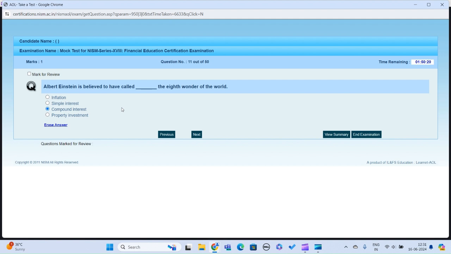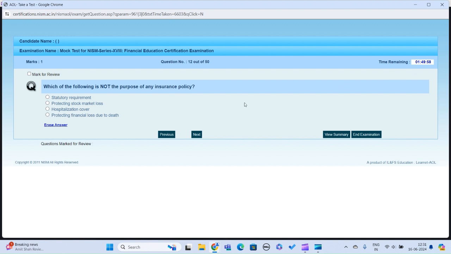Because of the compounding interest principle, in the accumulation of a corpus towards retirement, if you don't take the money out, it gets interest, and accumulation of interest happens. That is considered the eighth wonder of the world by Albert Einstein. So we have finished 12 out of 50.